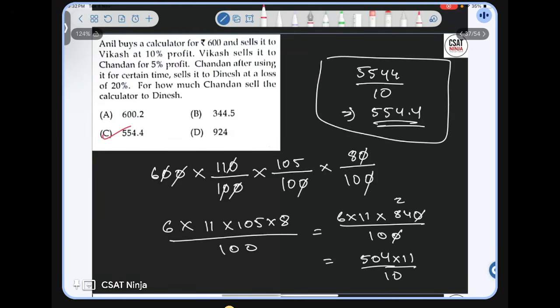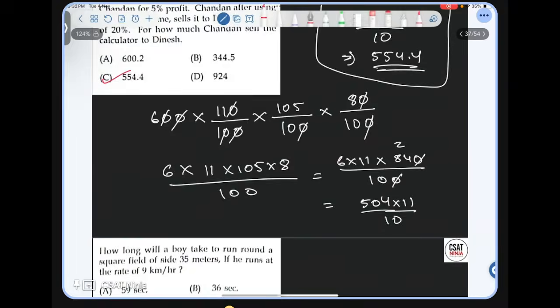By net percentage change type of question, or you can solve it by approximation also. Shall we move on to the next?